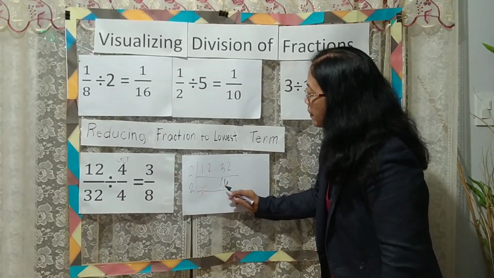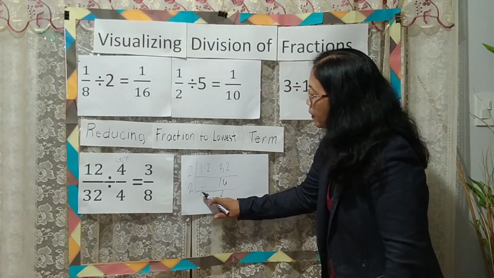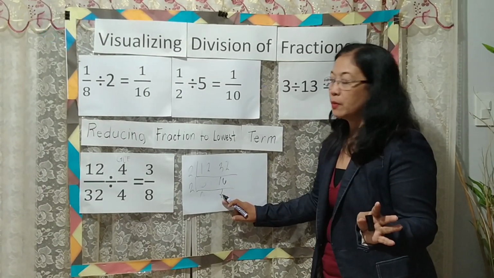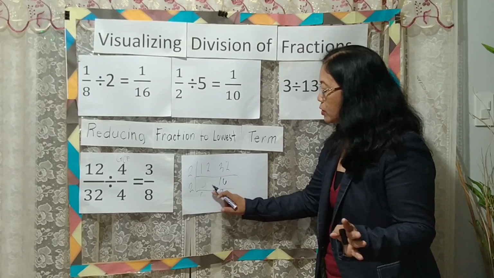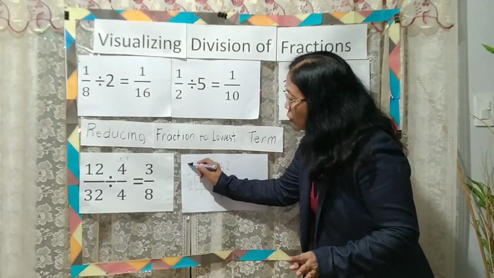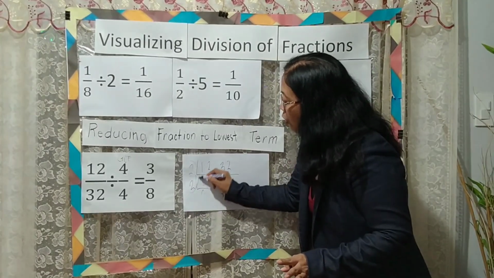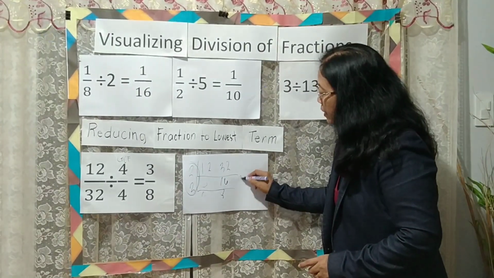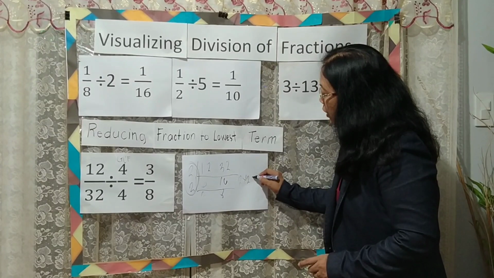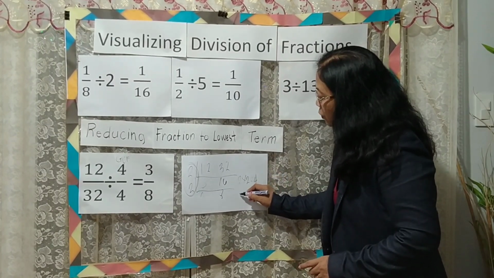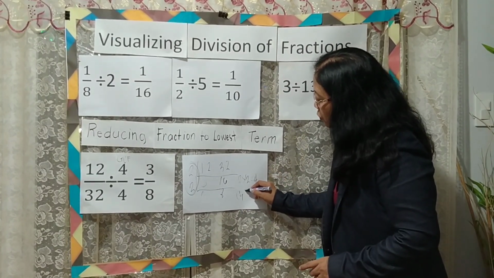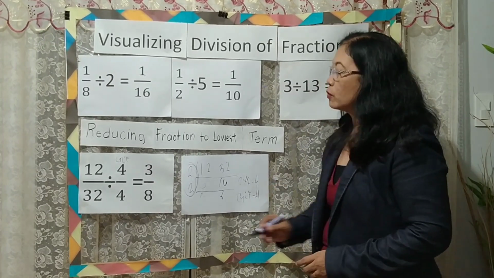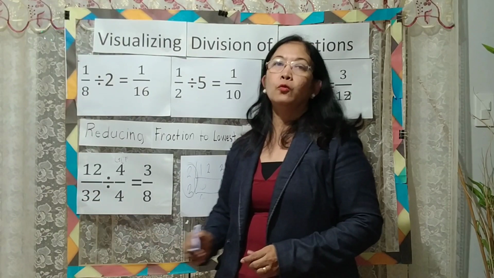And 16 divided by 2 is 8. 3 and 8 has no common divisor aside from 1. So all you have to do is to stop and look for the common factor, which is 2 times 2. So 2 times 2 equals 4. So we're going to use 4 as the greatest common factor of 12 and 32.